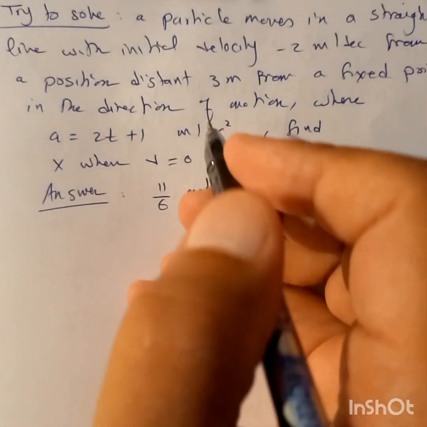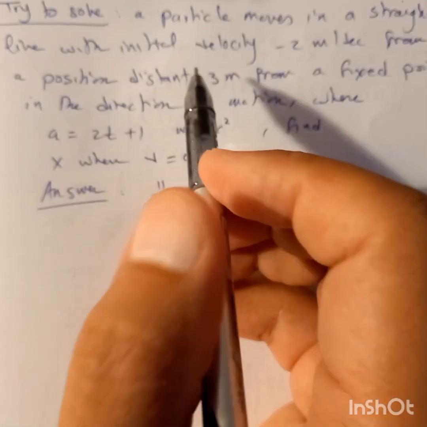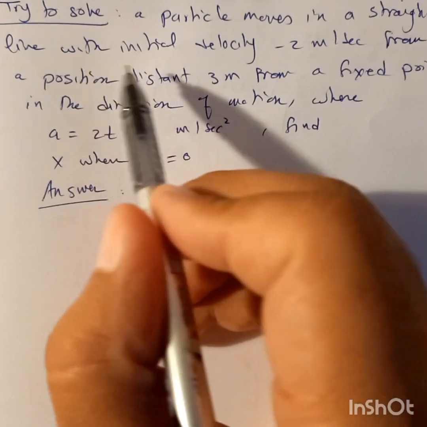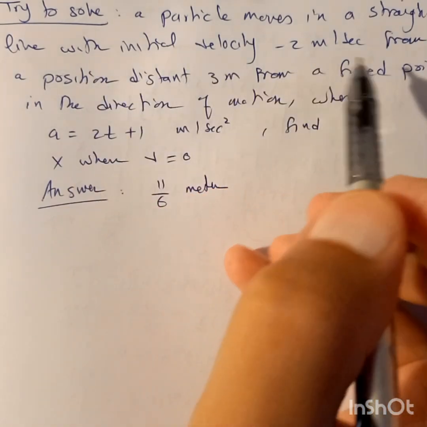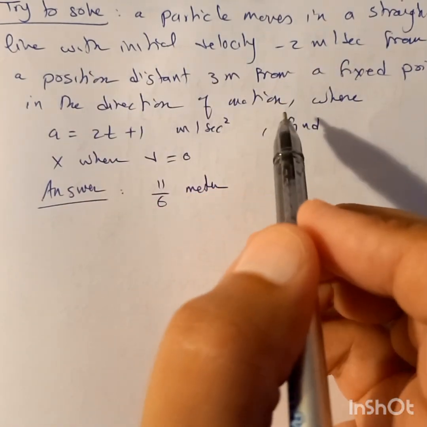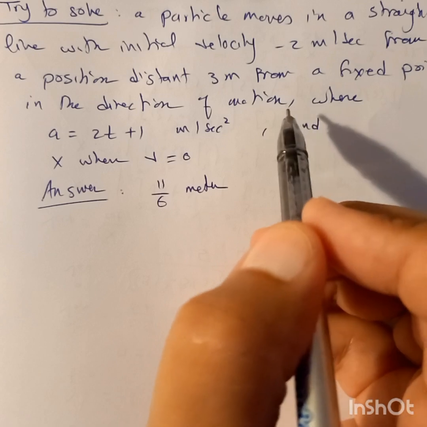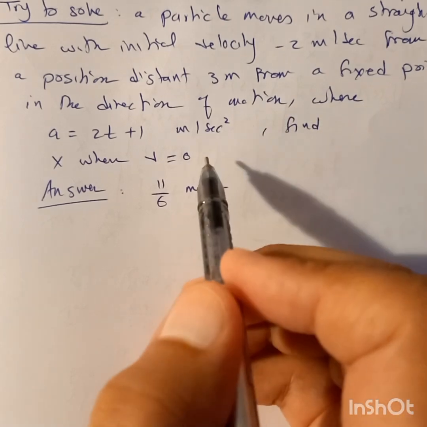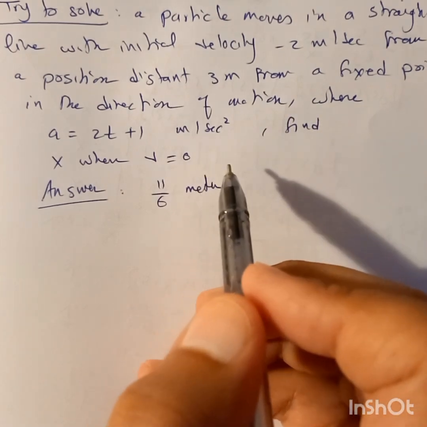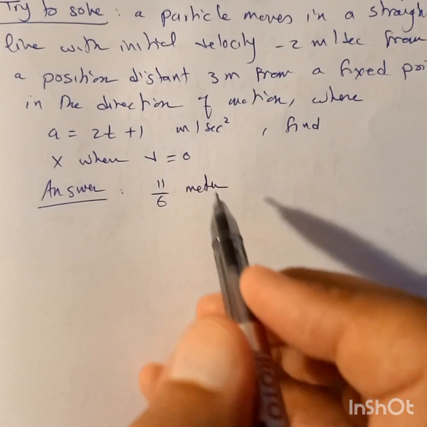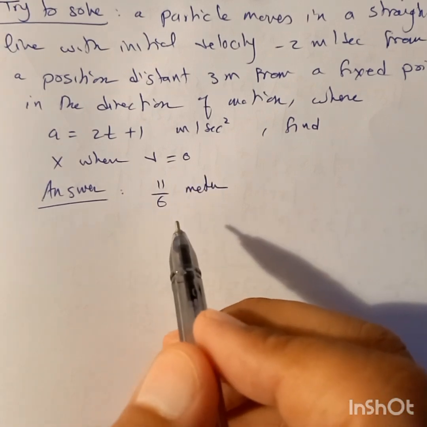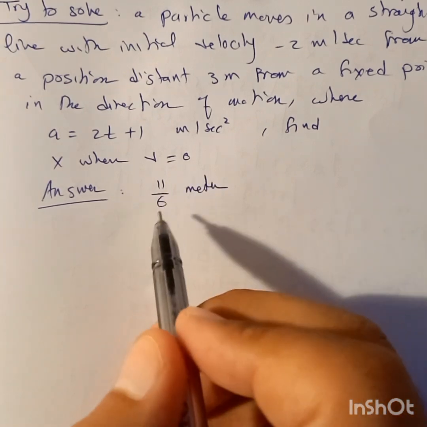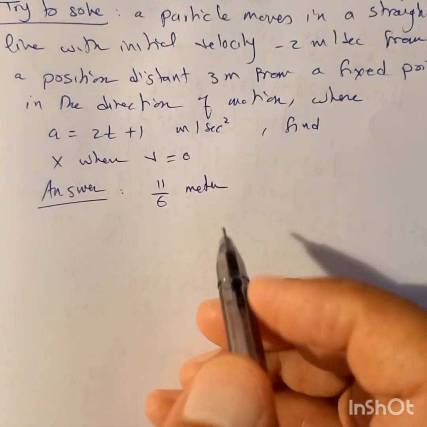Now it's required to test yourself by trying to solve this problem. A particle moves in a straight line with initial velocity negative 2 meters per second from a position 3 meters from a fixed point in the direction of motion, where a equals 2t plus 1 meter per second squared. Find x when v equals 0. The correct answer is 11/6 meter. You have to solve it in detail.